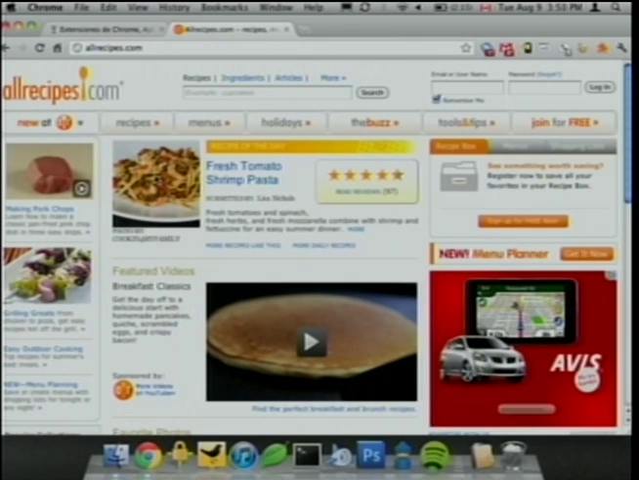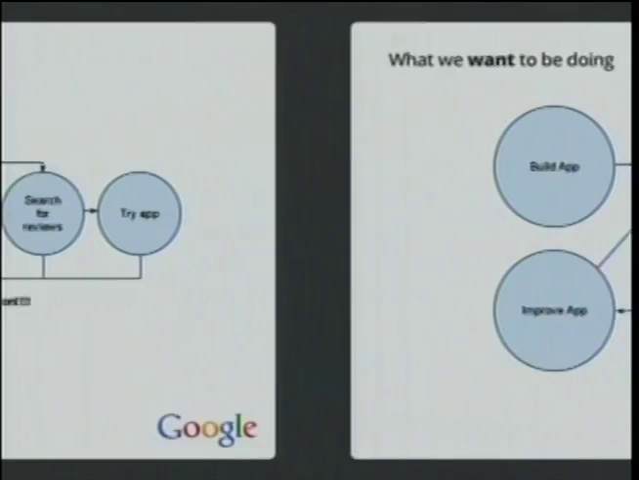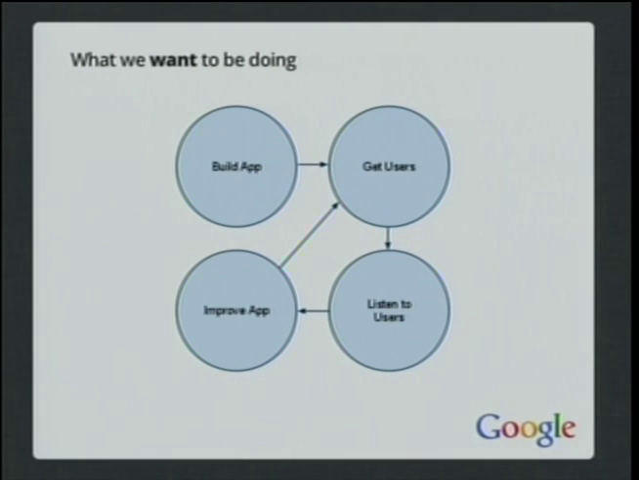So for users, finding great applications, the stuff that they want to use, is difficult. For us, we want to go build applications, right? You want to just write the application and get lots of users to use it. Because the more users who use it, maybe the more ads you're selling, or if you're selling the app, the more money you're going to get. So we want to build our app, get our users, listen to our users, make it better, and keep that loop going, right? Because that's kind of fun.